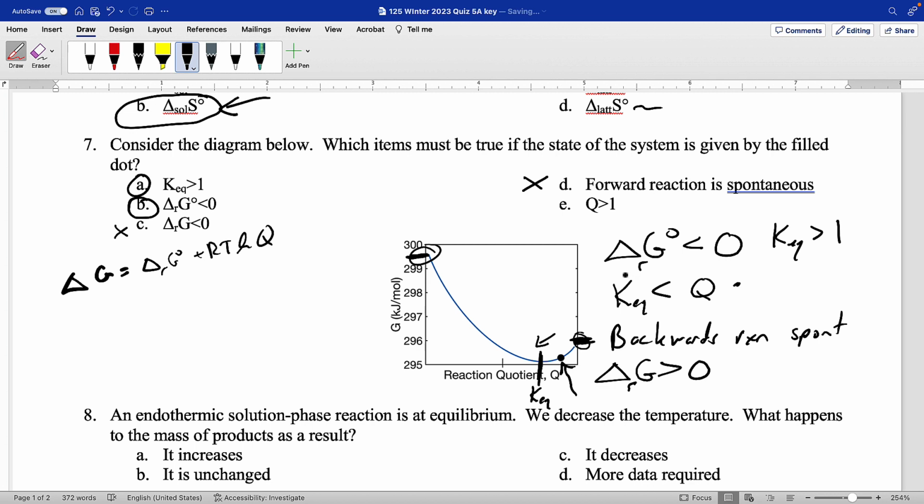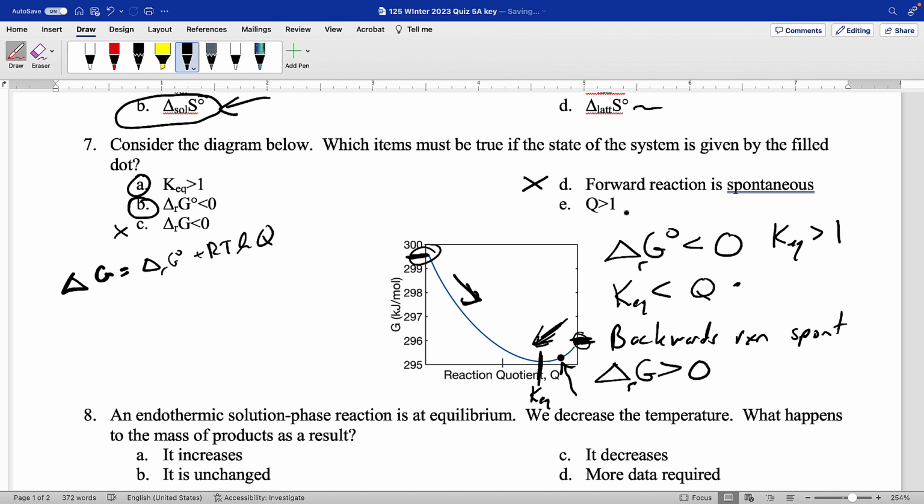Okay, so delta G standard is the difference between the endpoints, products minus reactants. Delta G not standard, just plain old delta G, is the slope of this curve. So we can see over here the slope's negative, so delta G is negative. The forward reaction is spontaneous. But over here on this side the slope's positive, which means delta G is positive. The backwards reaction is spontaneous.